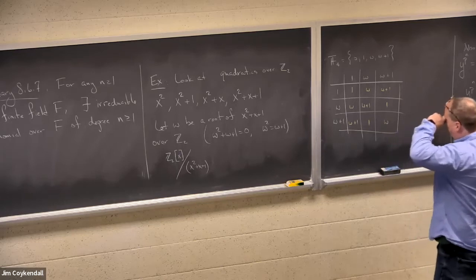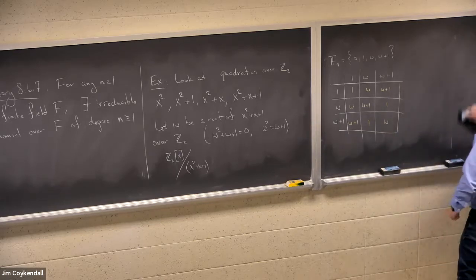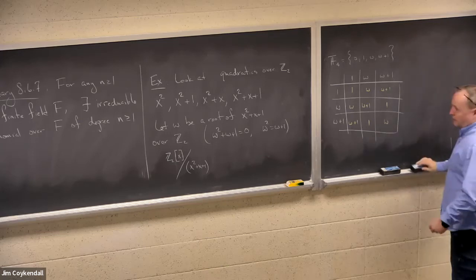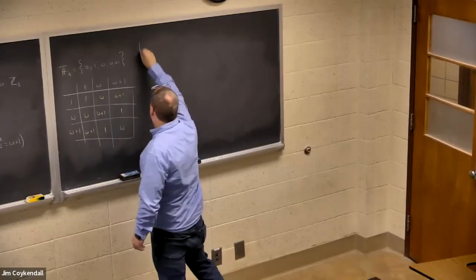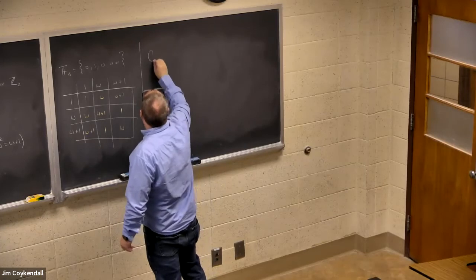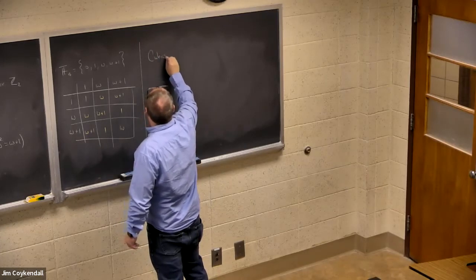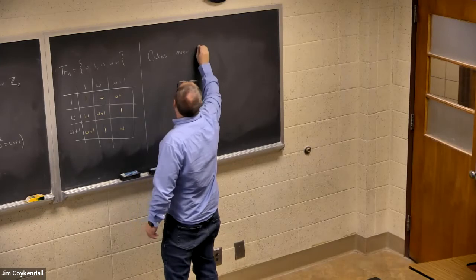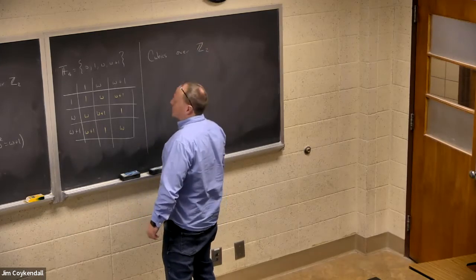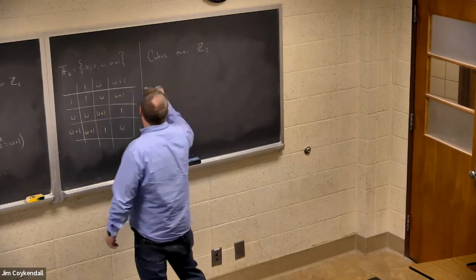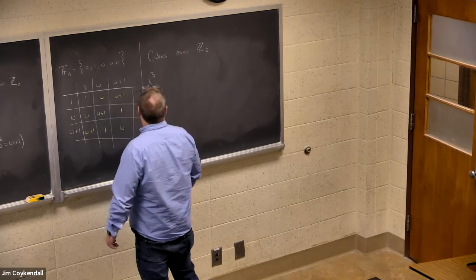Now, let's do one more over Z2. And I do this over Z2 because it's easy to form the polynomials, but obviously you can do this over any field. What about cubics? Let's see what we get here. There should be 8 of them.